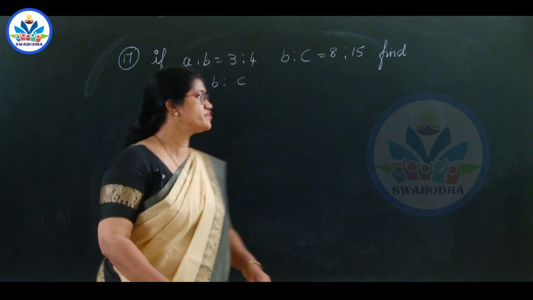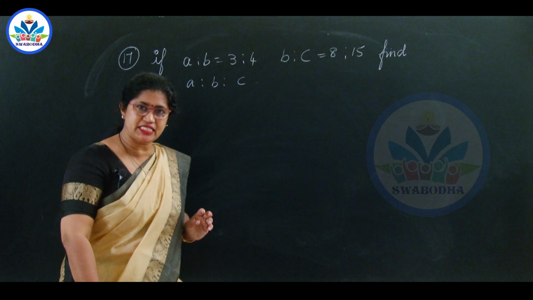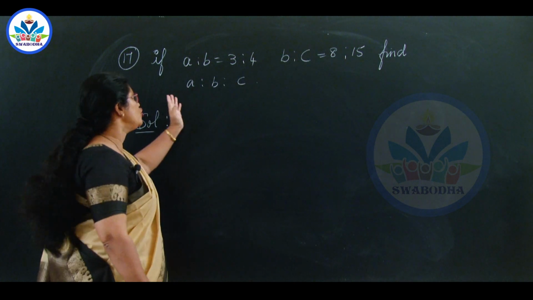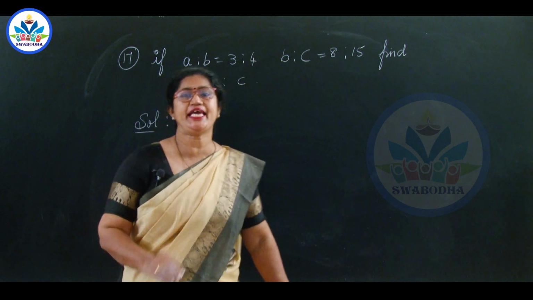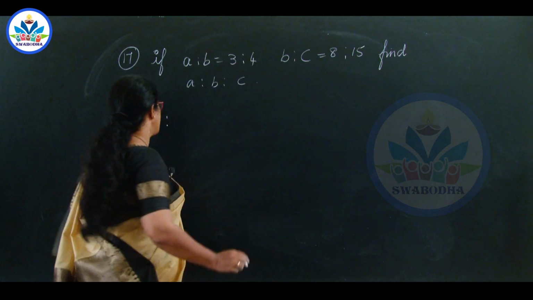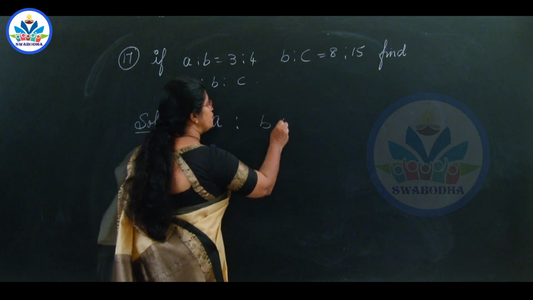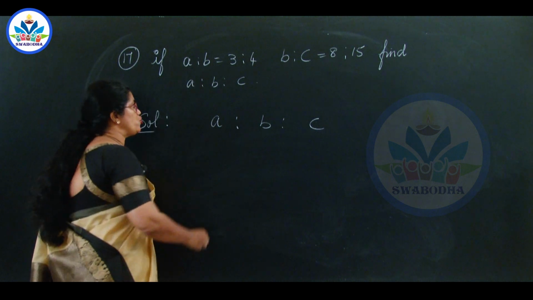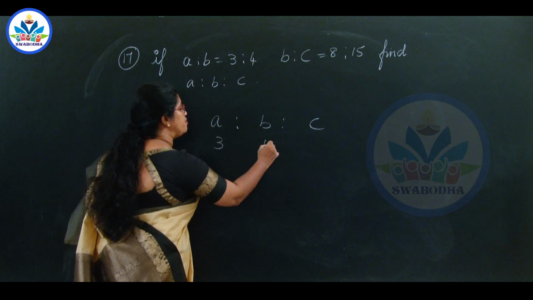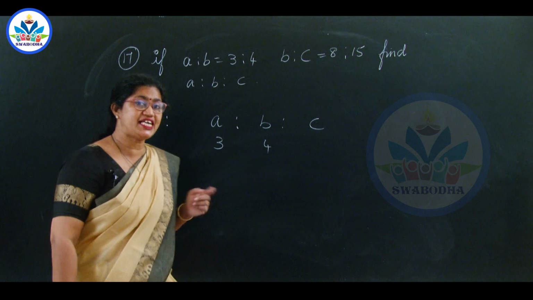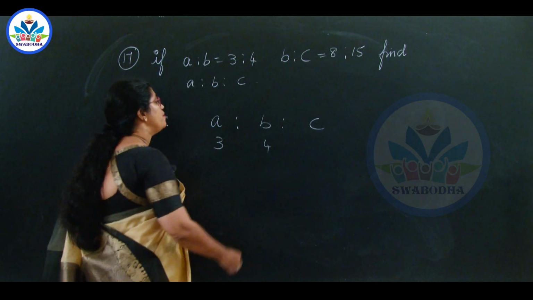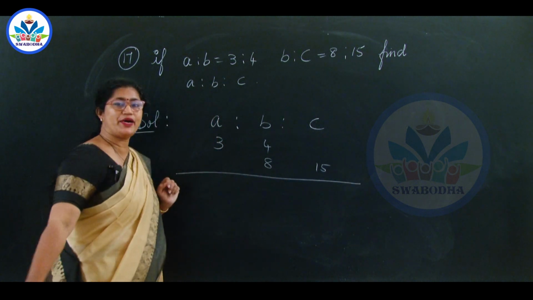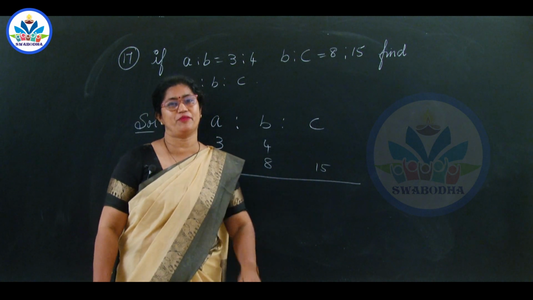Question 17. A is to B is given as 3 is to 4. B is to C is given as 8 is to 15. You are asked to find the ratio A is to B is to C. First write what is given. First ratio, A is 3 and B is 4. Next ratio in the next line, B is 8 and C is 15. Which one is common to both? B is common to both.